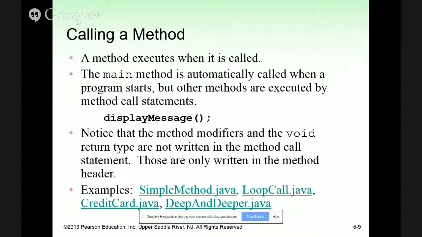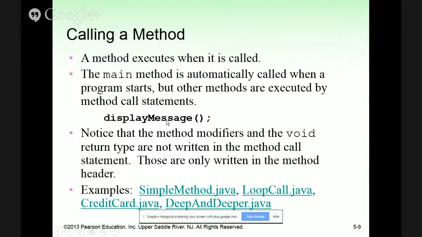Now, to call a method, all we need to do in the case of a method that doesn't take any arguments and doesn't return a value is we just simply give the name of the method as a command. And that's the whole line. So the name of the method is display message. The parentheses are empty because this doesn't take a value. There's no assignment because this doesn't return a value. And that's it. That calls the method.